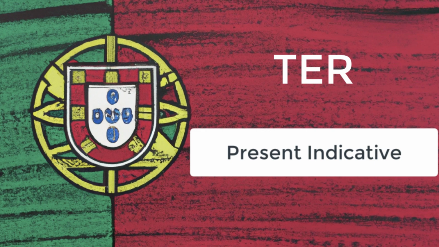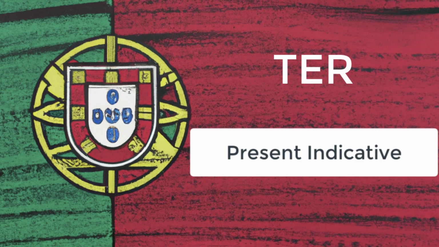Tenho. Eu tenho. I have a car. Eu tenho carro. Tens. Tu tens. You have many friends. Tu tens muitos amigos.